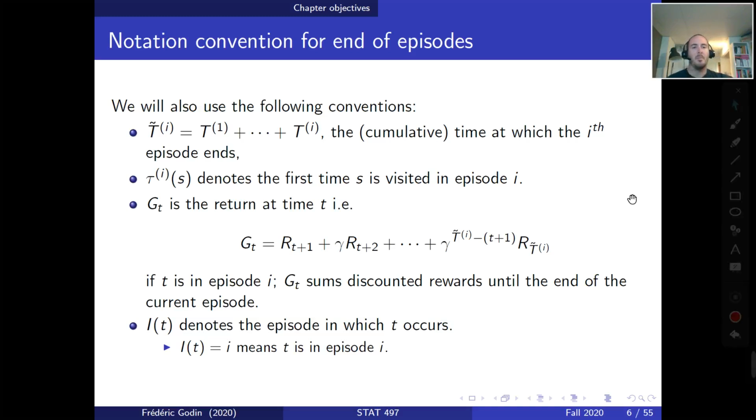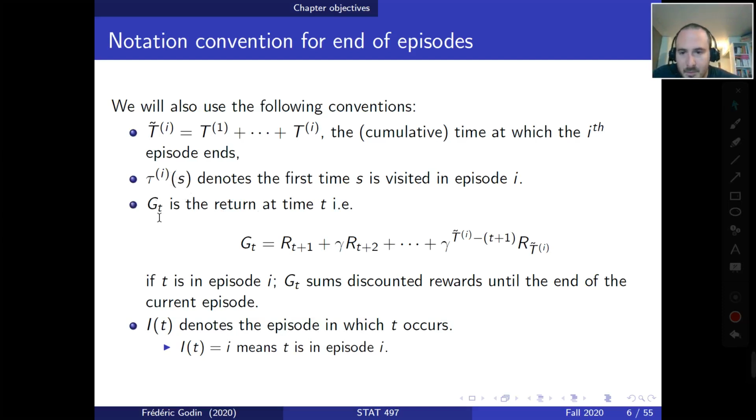Now, based on the same convention of stacking episodes one at the end of the other, tau will denote the first time s is visited in episode I. And this time here is the time within the long sequence of states where all episodes are concatenated.